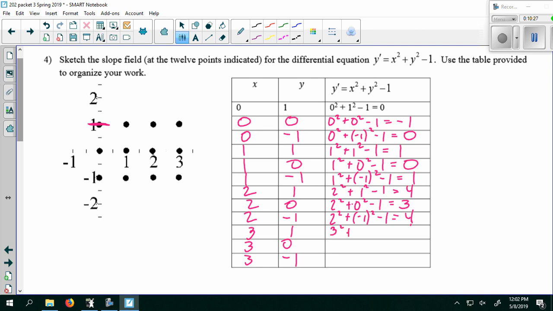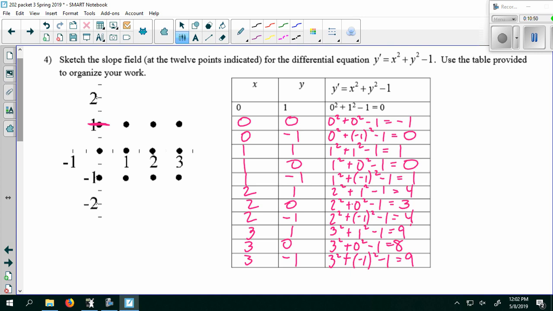3 squared plus 1 squared minus 1, that's 9, plus 1 minus 1, so 9. And then 3 squared plus 0 squared minus 1 is 8. And 3 squared plus negative 1 squared minus 1 is 9. So now I'm going to plot all of these slopes, roughly.